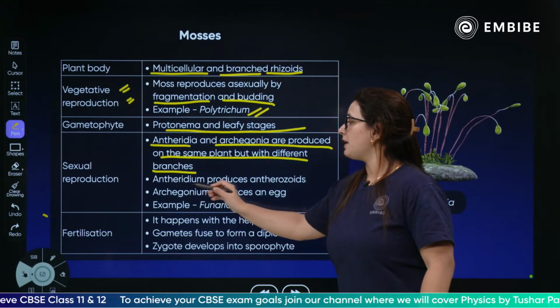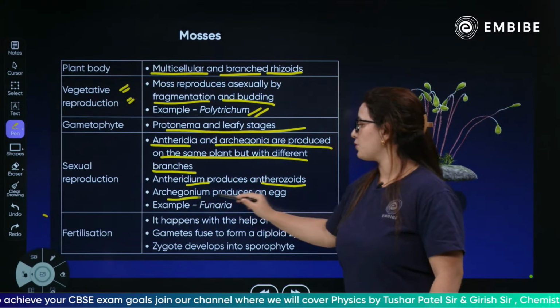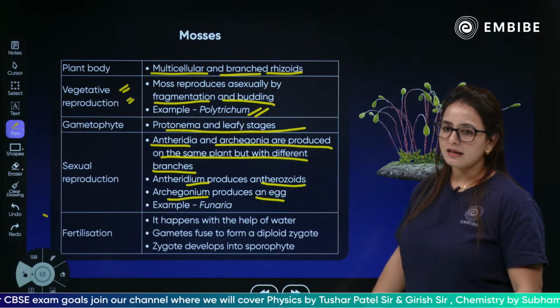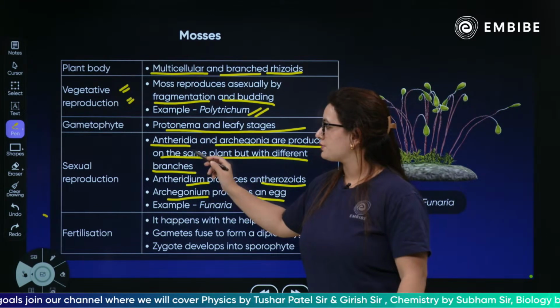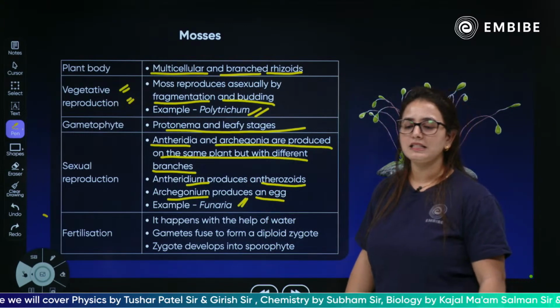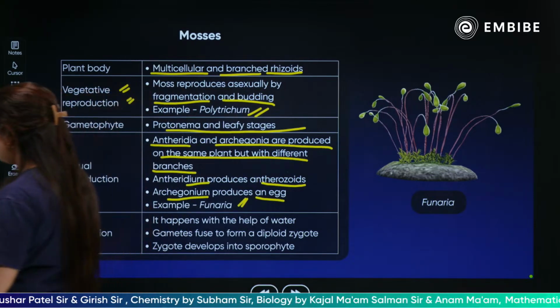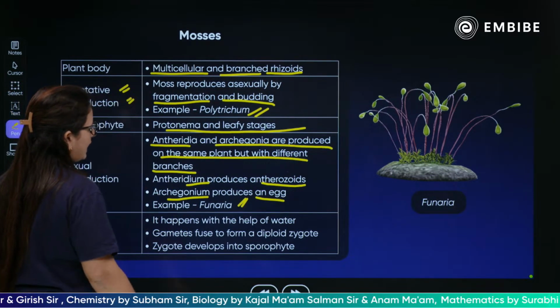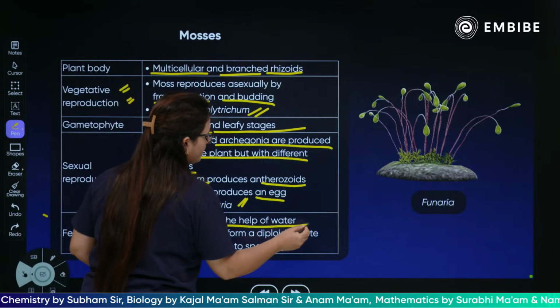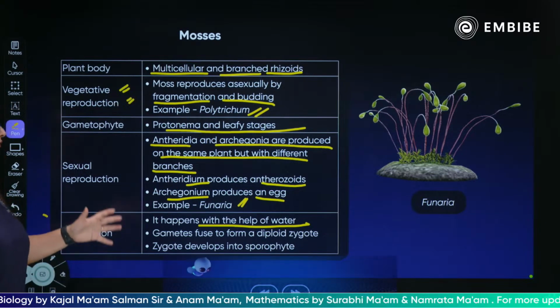The antheridium produces antherozoids, which are male gametes. The archegonium produces an egg, which is the female gamete, and an example of such reproduction can be seen in Funaria. How does fertilization happen in the mosses? Children, in the mosses it happens with the help of water. Water helps in the mobility and fusion of gametes. The fertilization is because of the water.